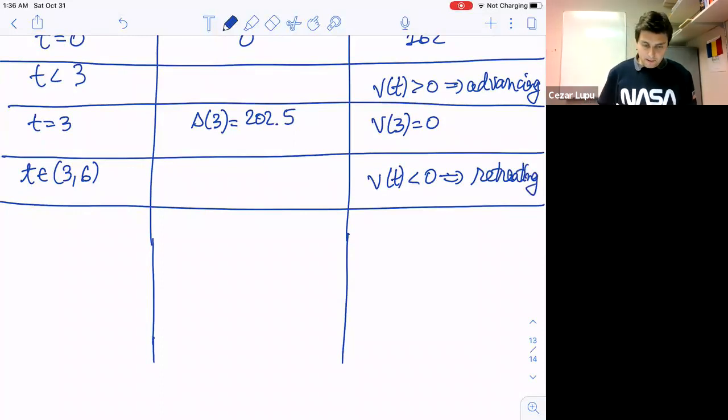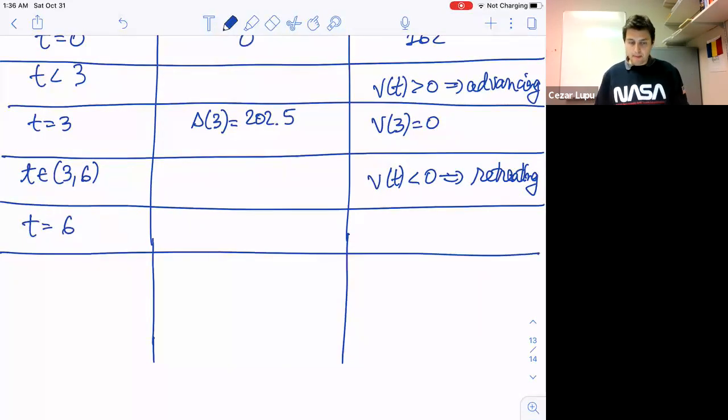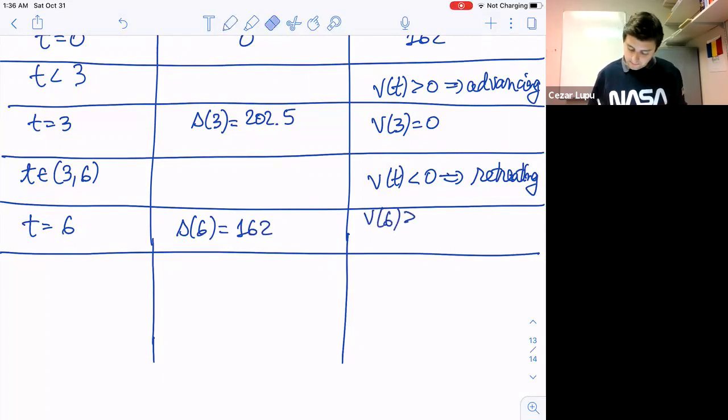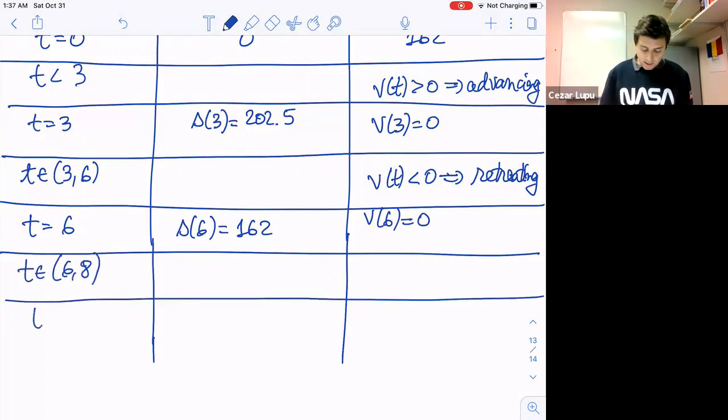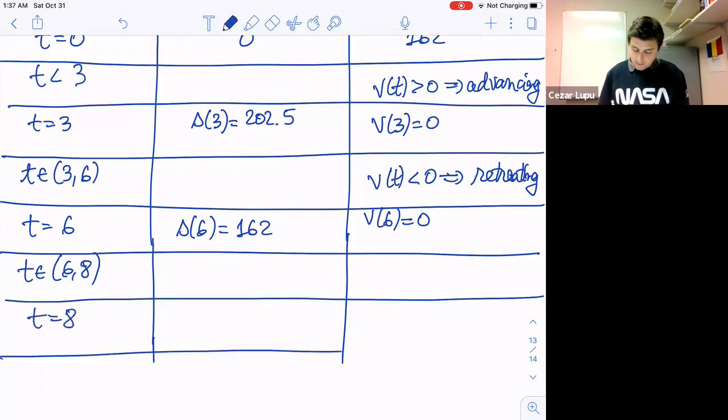And now, when t equals 6, we have that s of 6 is 162, and v of 6 is positive. Oh, sorry, v of 6 is 0. Okay, so v of 6 is 0. And now when t is between 6 and 8, so we have two more cases. So t equals 8, and that's it.